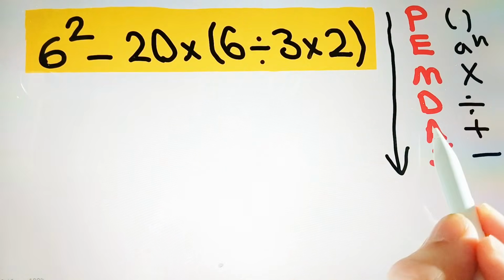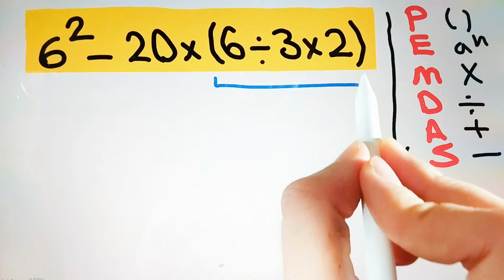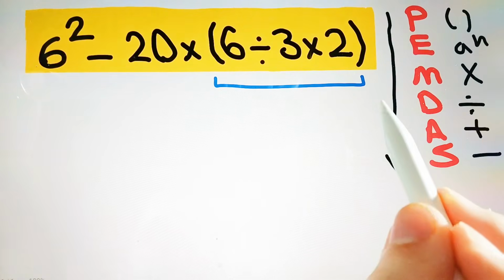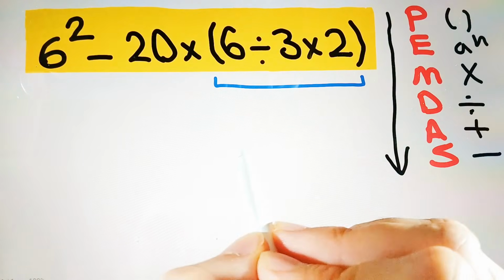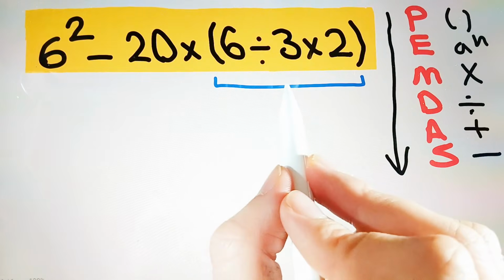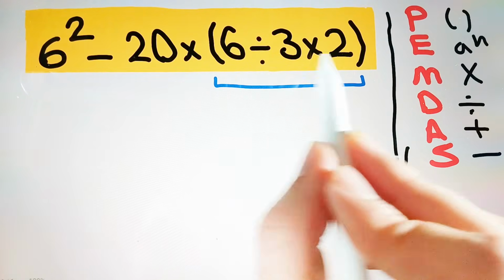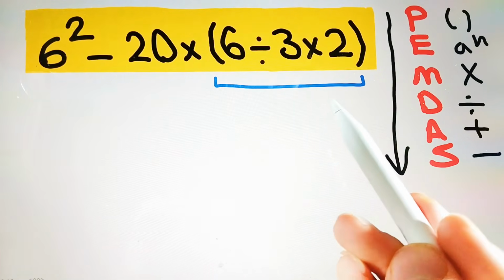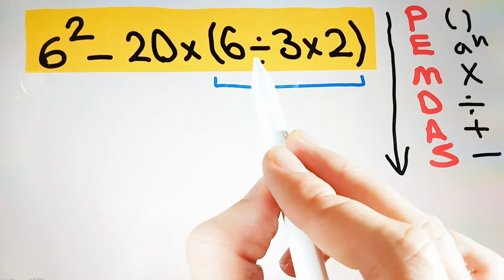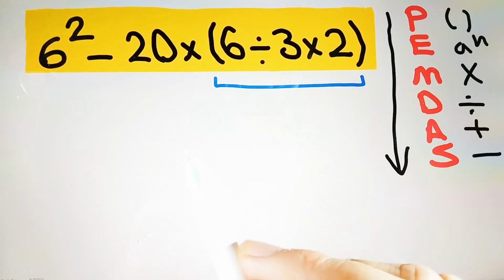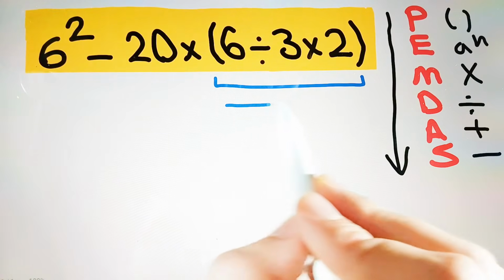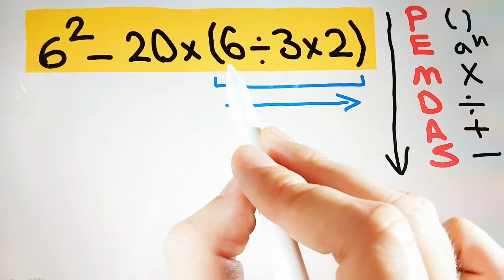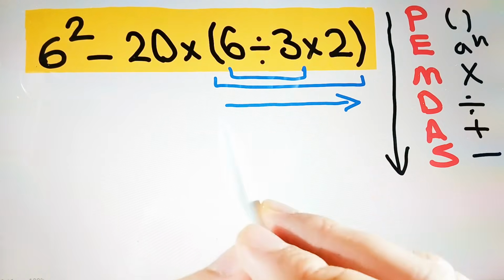According to the PEMDAS rule, first we go for the expression inside the parentheses because P, or parentheses, has the highest priority over the other operations. And inside the parentheses, we have one division sign followed by a multiplication sign. It's very important to understand that multiplication and division are at the same level of precedence and we must perform these two operations from left to right. So, first we go for the division between 6 and 3.